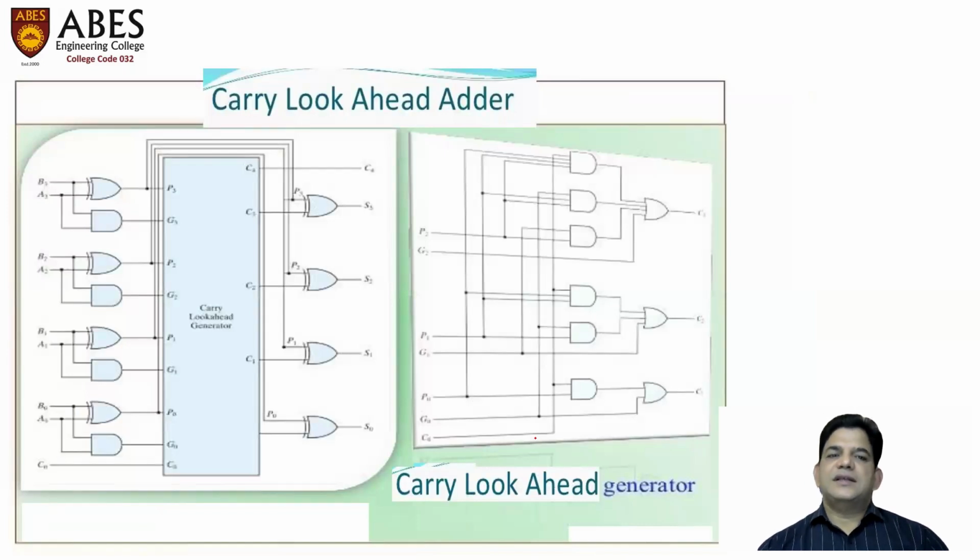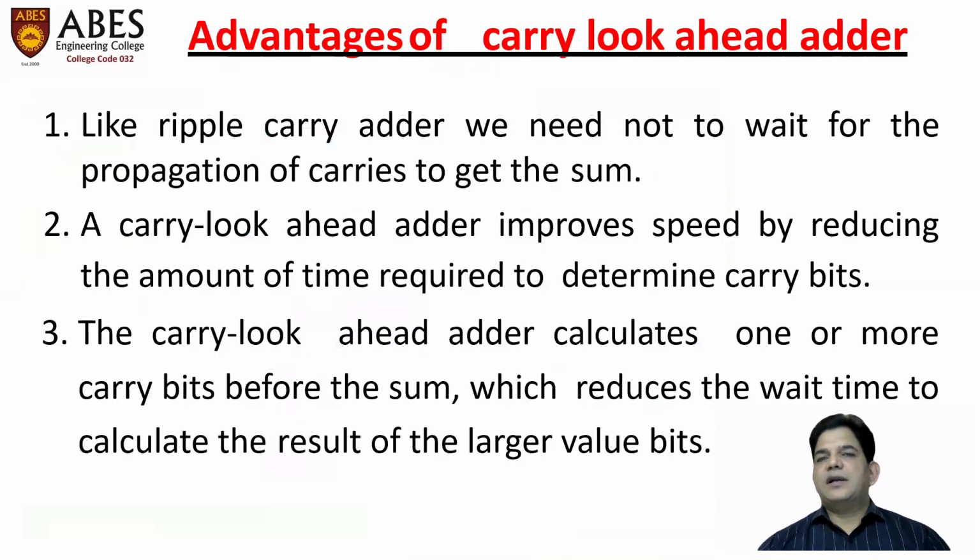So this is the circuitry based on the equations. Here we get the carry generate and carry propagate for each bit operation, like G0 P0, G1 P1, G2 P2, G3 P3, and finally the sum outputs S0, S1, S2, S3. These are the carry generate equations, in terms of the carry lookahead generator. We get C3, C2, C1, and this is the previous carry, known as C0. Now the advantage of the carry lookahead circuit is that we need not wait for the propagation of the carries to get the sum.